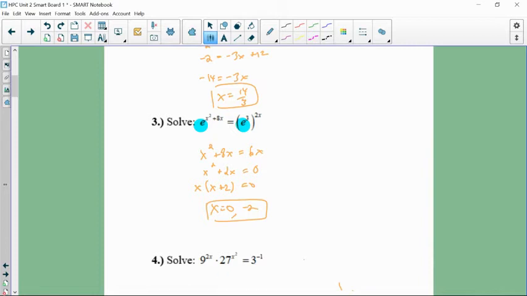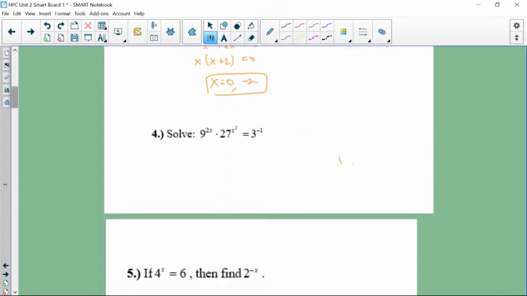Okay. Again, we should be recognizing that the next problem can be written in all powers of 3. 9 is 3 squared. So that's raised to the 2x power. 27 is 3 cubed. And that's being raised to the x squared power. And then 3 is just the negative 1 power. So again, when we're raising a power to a power, we multiply. So that would be 4x. But because I'm multiplying the bases, you would add the exponents. So plus 3x squared equals that negative 1.